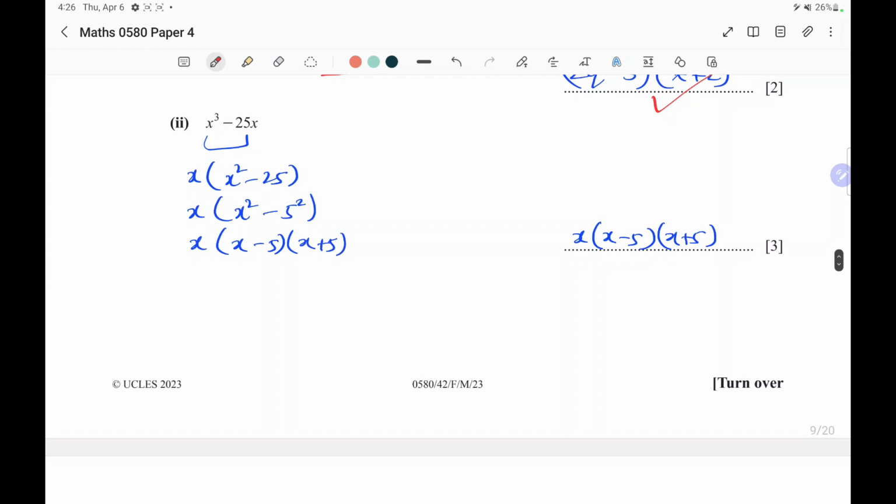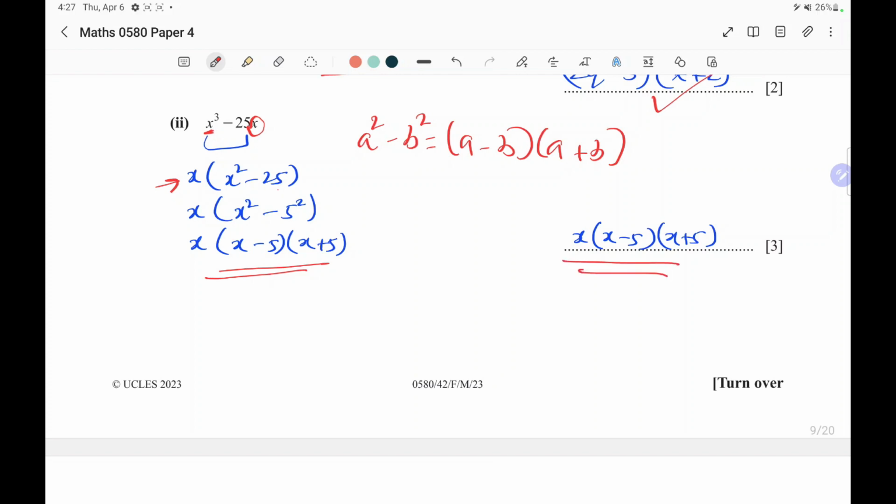Now here the second part says x cube minus 25x. You can check, this is x and this is x cube, so you can take x common. Now here you will get x square, and here you will get 25. This 25 you can write as 5 square. Now we got x and the bracket x square minus 5 square. Here the very important thing which you have to consider is the a square minus b square formula, that is a minus b times a plus b, right? So we just need to use this formula. So this is x minus 5 times x plus 5. So x times x minus 5 times x plus 5, this will be the answer.